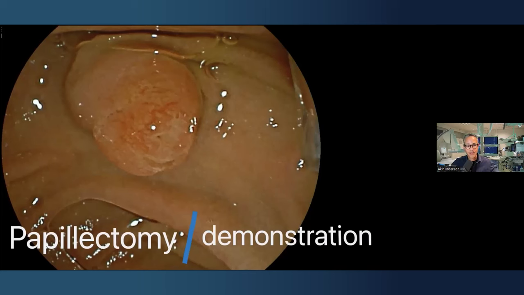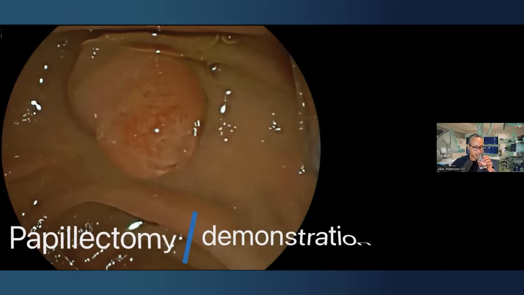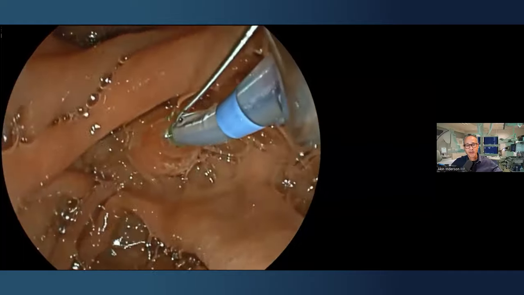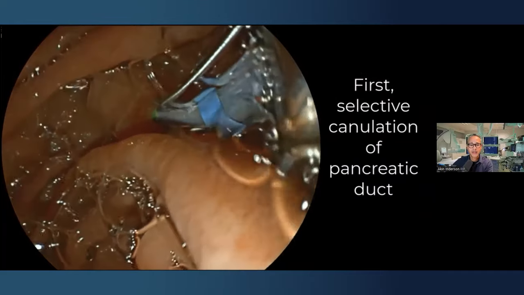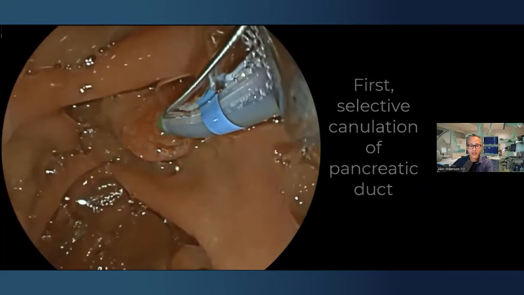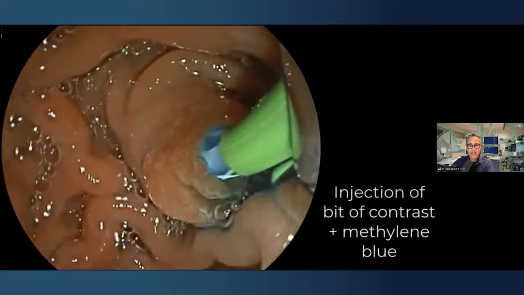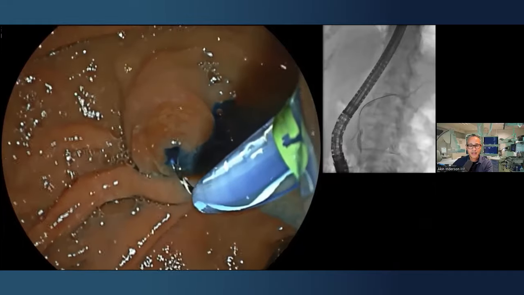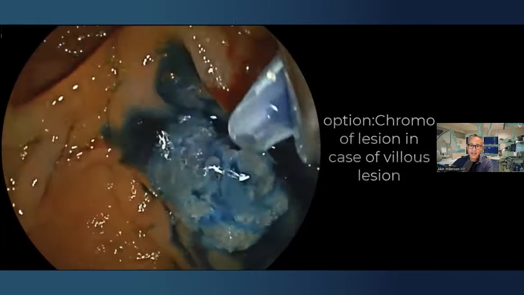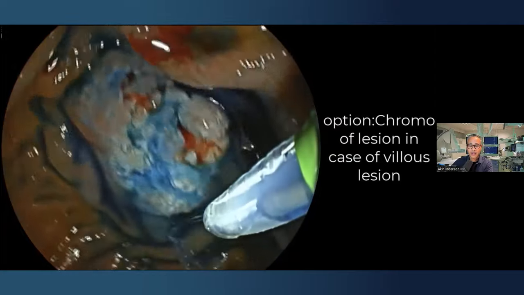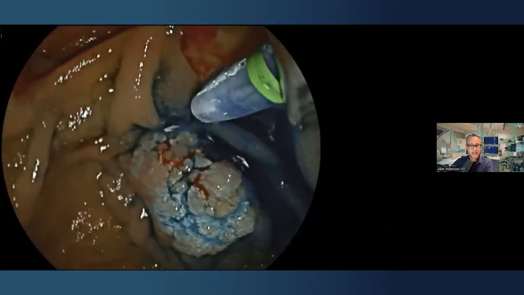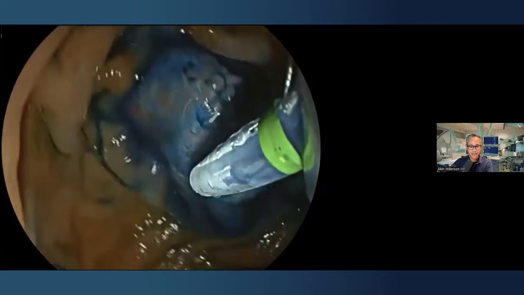Well, how do I do it? I have prepared a little video for you on how you could do it. Here we have a proven lesion. First I would go with ERCP for pancreatic duct cannulation, and I inject a little bit of contrast with methylene blue. And why is that? Well, I'll show you further on. If you have a lesion with a villous aspect, you can also use the methylene blue for chromoendoscopy to better discern the margins of the lesion.